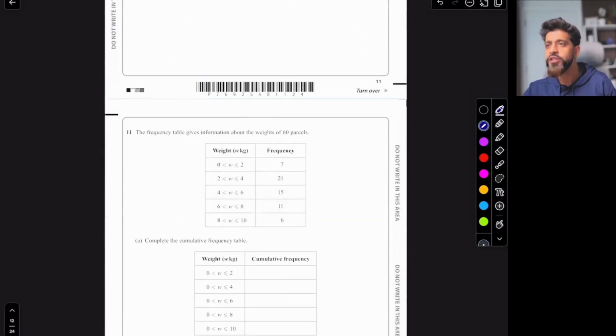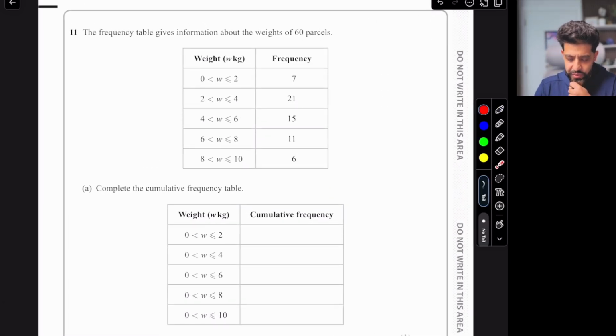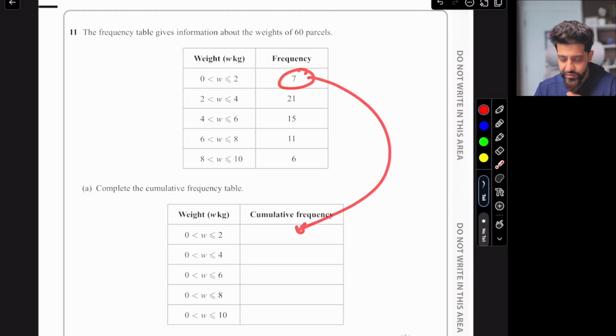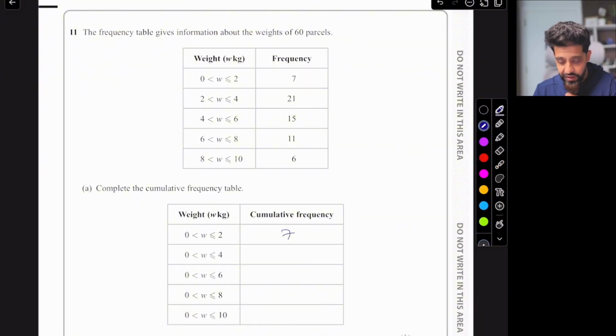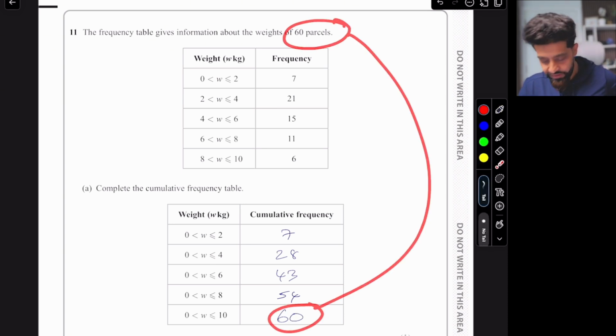Okay, next question. We have a cumulative frequency table, which simply means to add up the frequencies. So the first number that goes here is 7. Now you add the next frequency, which is 21. 7 plus 21 is 28. Then you add 28 to 15, which is 43. Then add the 11, which is 54. Add the 6, which is 60. If you've done this right, it would always equal what you've been given, okay?